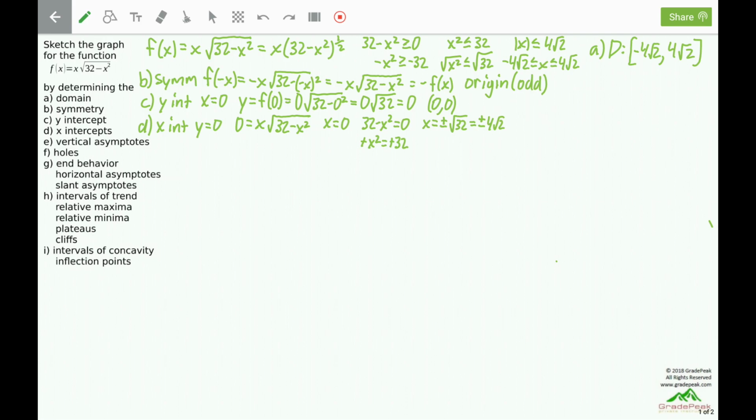We had a y-coordinate of 0. We found 3 corresponding x-coordinates. We pair them with the y-coordinate of 0. So we have 0, 0, positive 4 square root of 2, 0, and negative 4 square root of 2, 0.